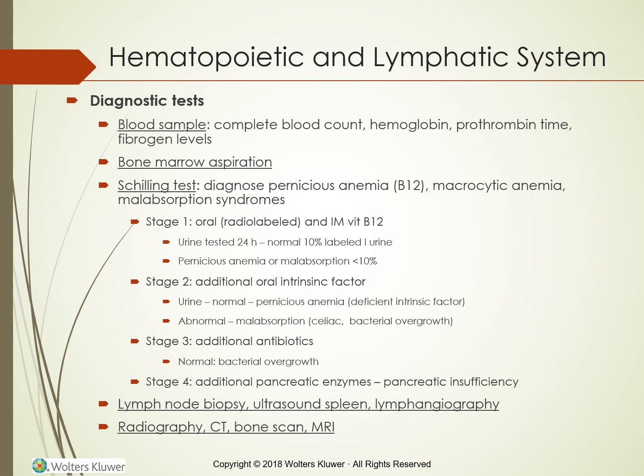In the first and subsequent stages, the oral, radio-labeled vitamin B12 is combined with an intramuscular injection of non-radio-labeled vitamin B12. Then oral intrinsic factor, which is secreted by parietal cells in the stomach to aid absorption of the vitamin. Next, an antibiotic like tetracycline for 2 weeks, and finally protease, a pancreatic enzyme that frees B12 to bind to the intrinsic factor. After each stage is completed, a 24-hour urine specimen is collected.